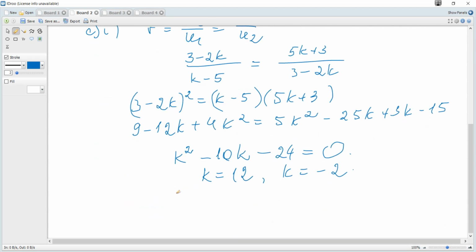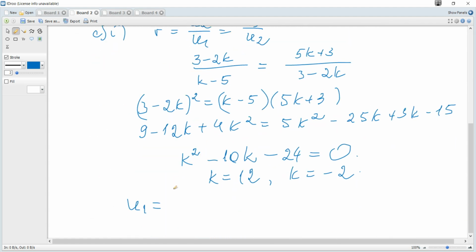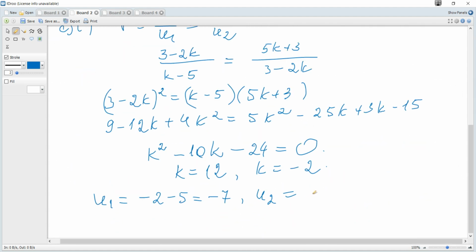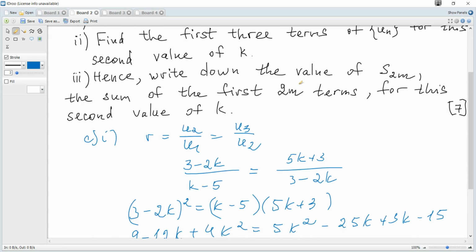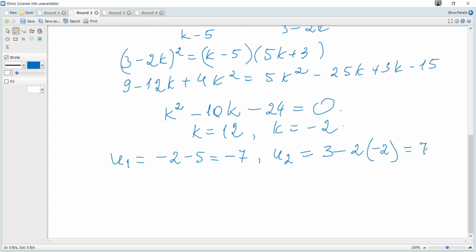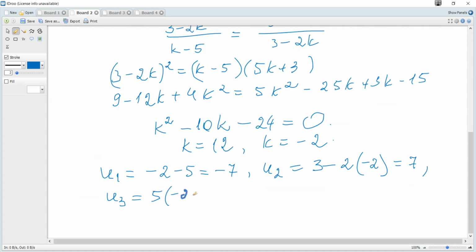And hence u1 becomes k minus 5, negative 2 minus 5, it's negative 7. u2 becomes 3 minus 2k, 3 minus 2 times negative 2, and it's 7, and u3 becomes 5k plus 3, it's again negative 7.